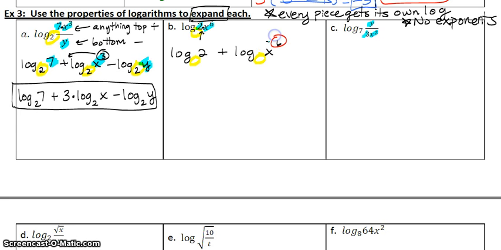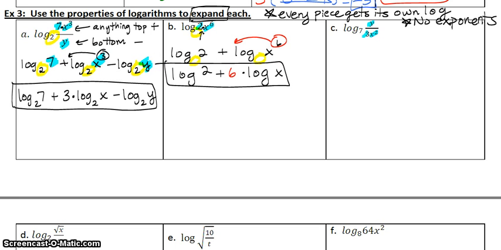Last but not least in this problem though, I need to move that exponent to the front. So I got 6 times log of the x and then log of 2, and that is it for my final answer. That's it for this video, so tune into the next one for the rest of them.